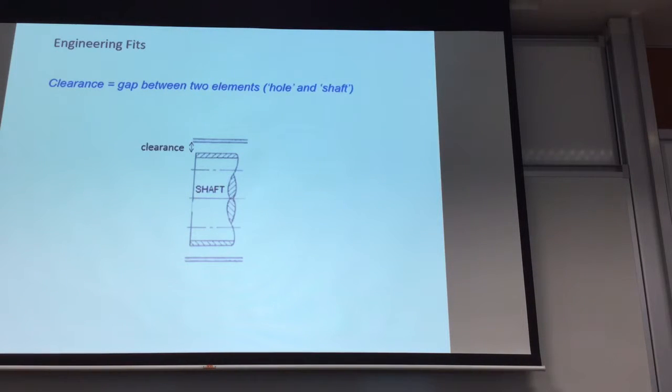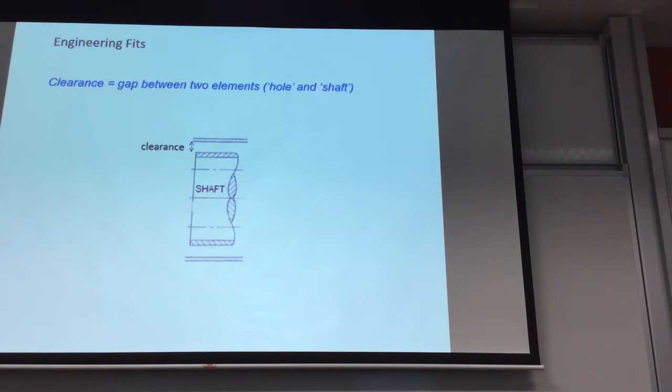Okay, first of all, let's do some simple definitions. Clearance is the gap between two elements. So in this case, if you say there's a clearance between your shaft and your bearing, the clearance is basically the gap between your shaft and the inner race of the bearing. Okay, that is a clearance.